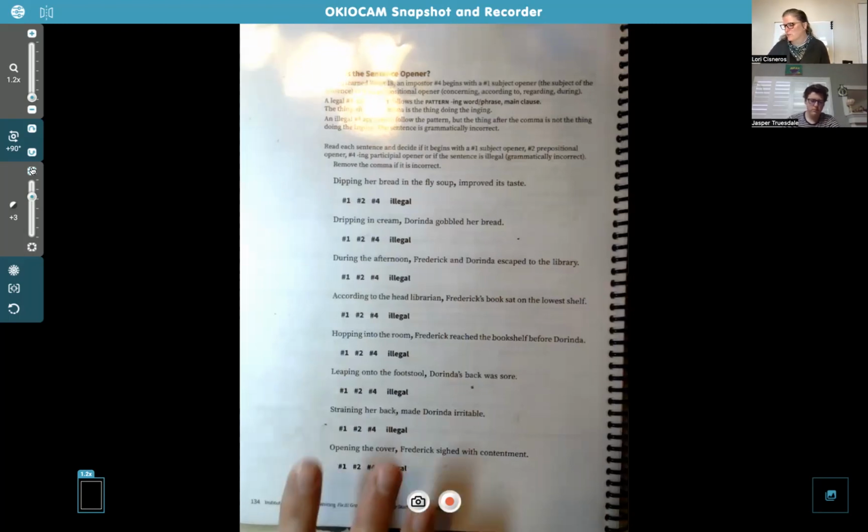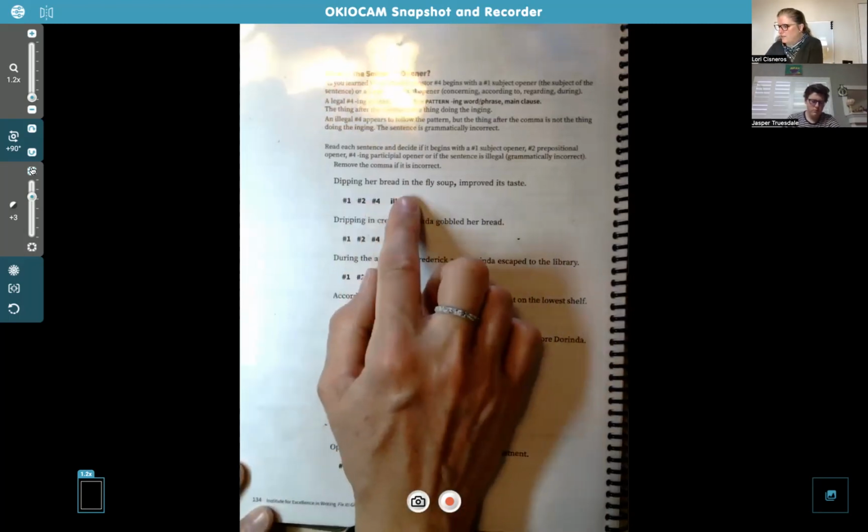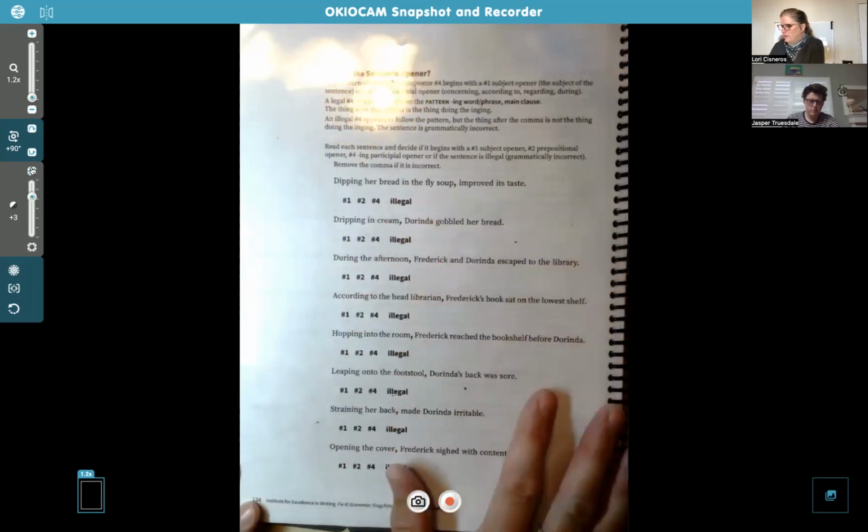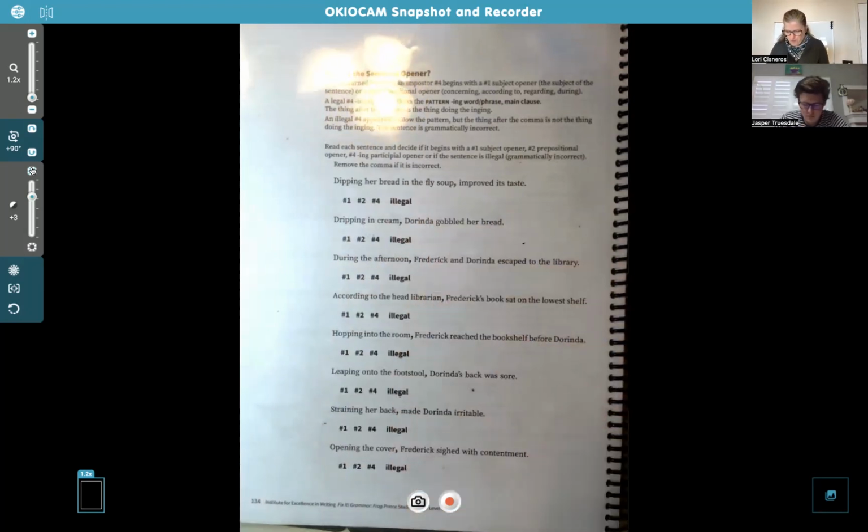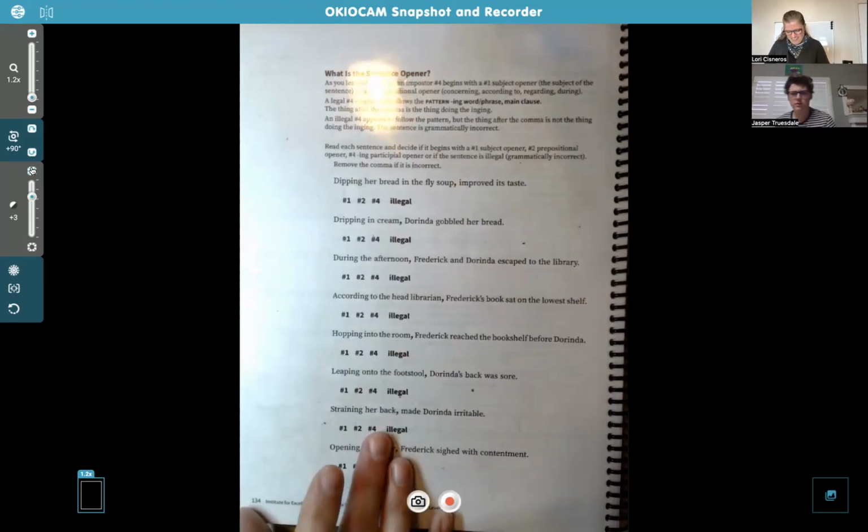All right, so looking at the first one, dipping her bread in the fly soup improved its taste. Okay, obviously we're talking about the frog here. Fly soup. Okay, anyway. Does the comma get taken out? Does the fly get taken out? I don't know. Sounds like fly soup, like it's made with flies. That's nasty.